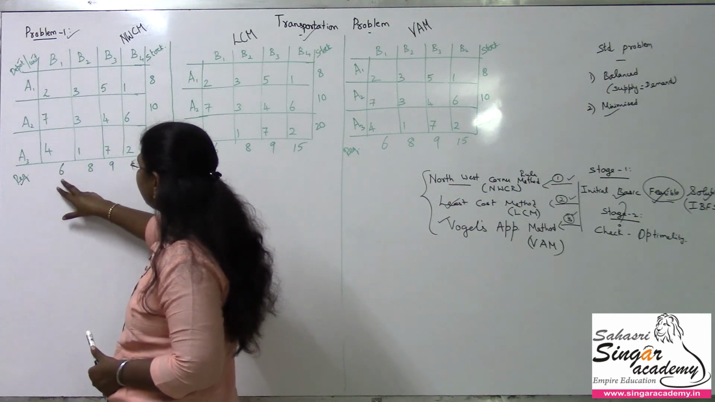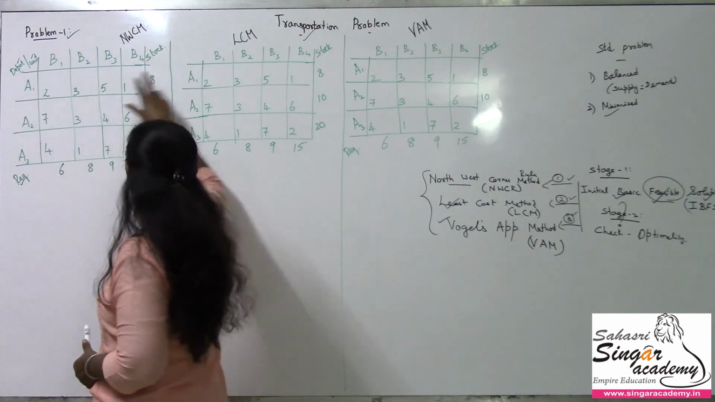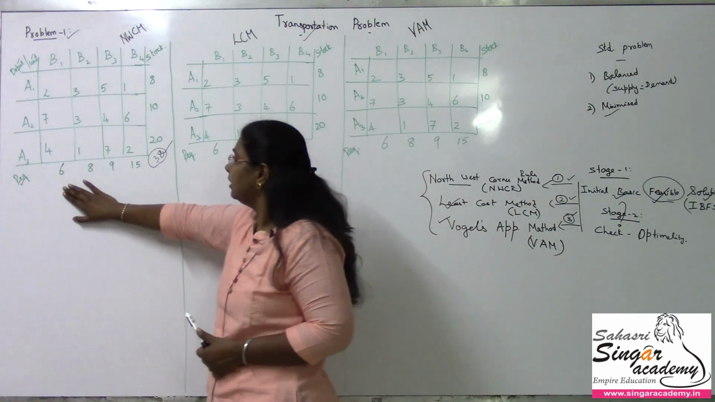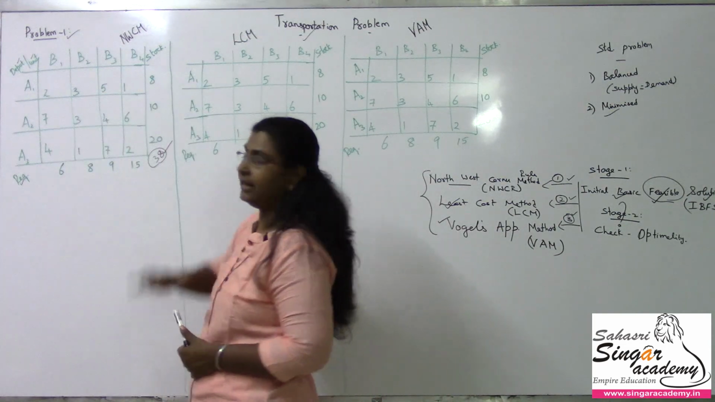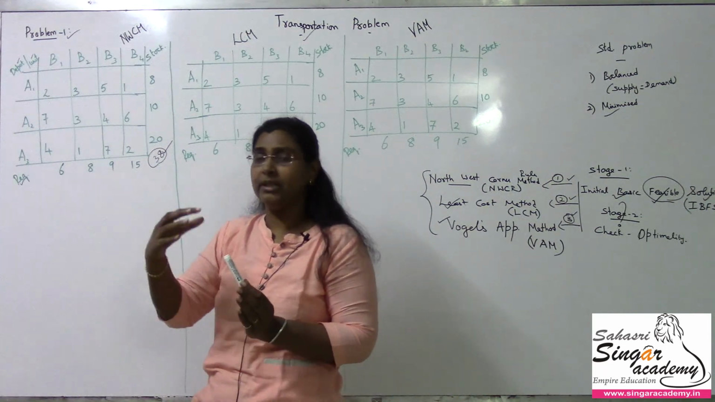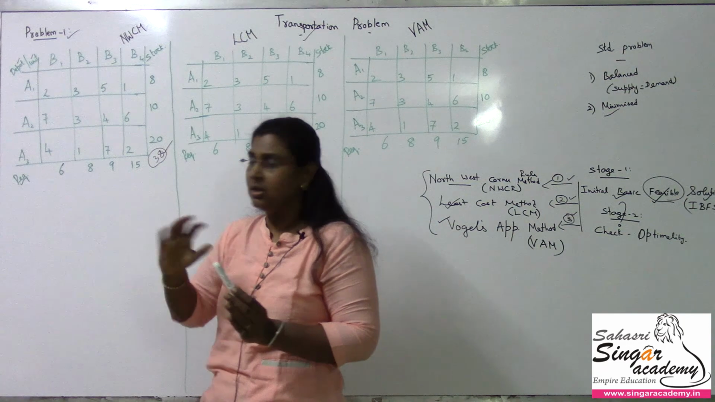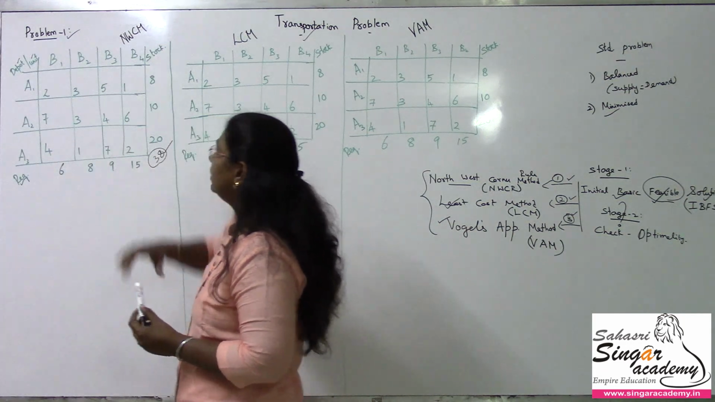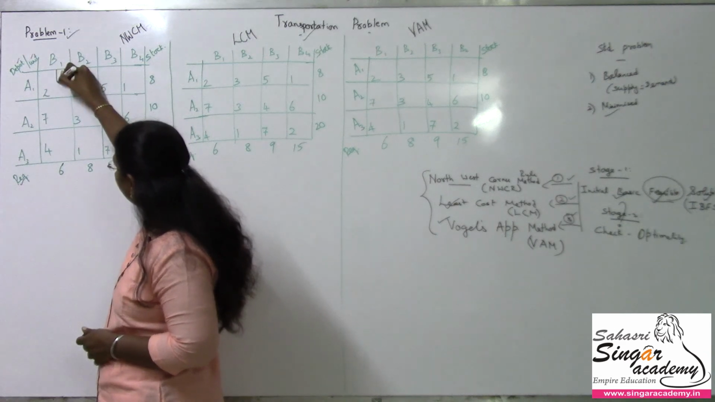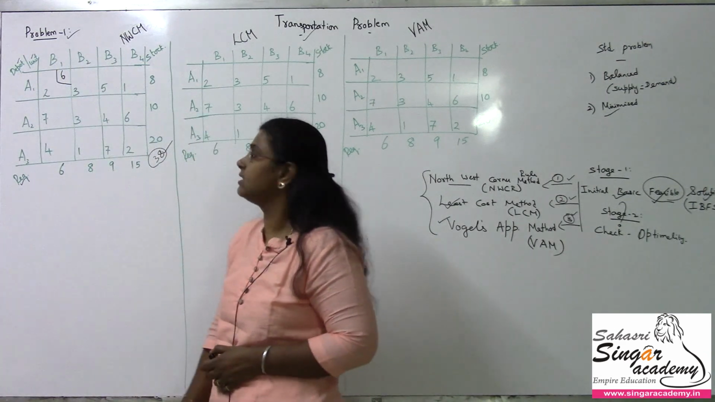B1's requirement is 6. A1's stock is 8. B1 requires 6 units, and A1 has a stock of 8. It's very clear. Its requirement is only 6, but the depot A1 has more stock. So allocate the full requirement to B1. I'll allocate the whole 6 units to B1. Is it okay? Whole 6 units to B1.